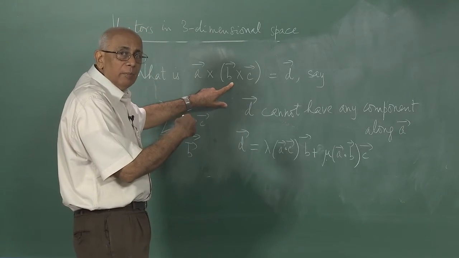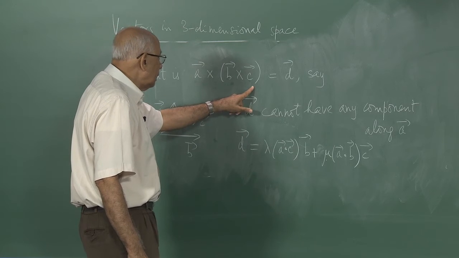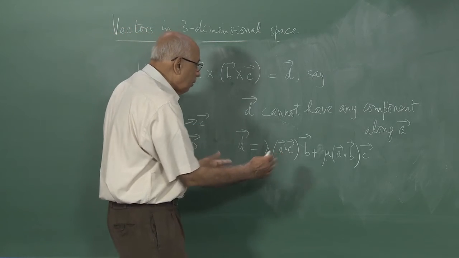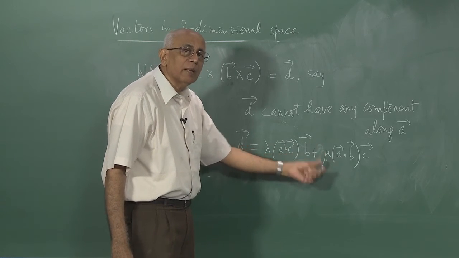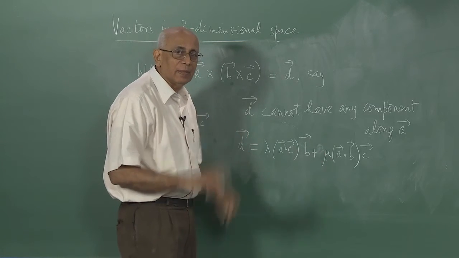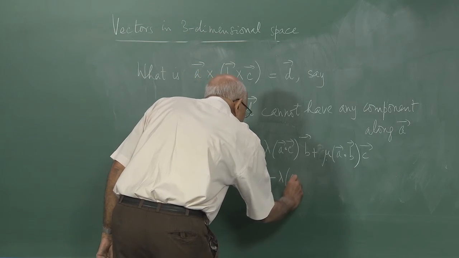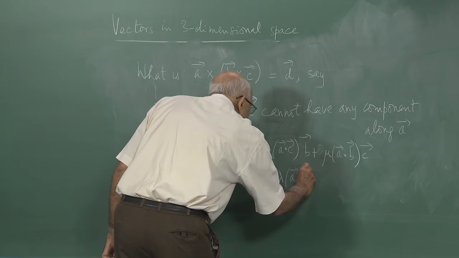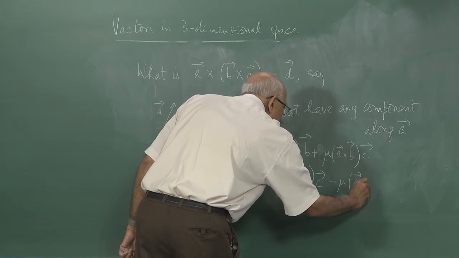We exploit that here, and if I interchange C and B, instead of B I write C, instead of C I write B, then I get exactly the same formula here, but wherever I got C I must write B, wherever I got B I must write C, and put a minus sign. So this must be equal to minus lambda times A dot B C minus mu times A dot C.